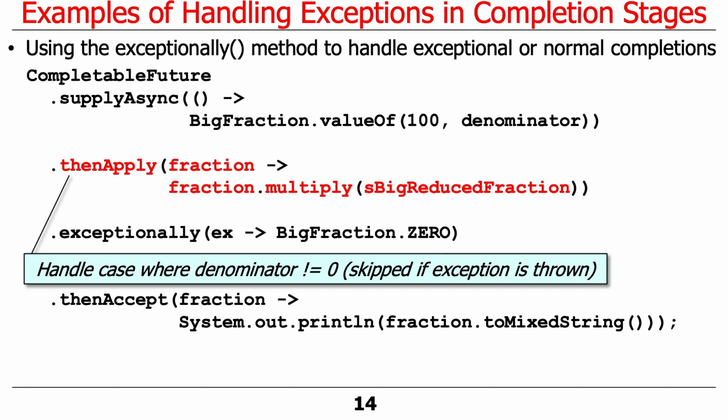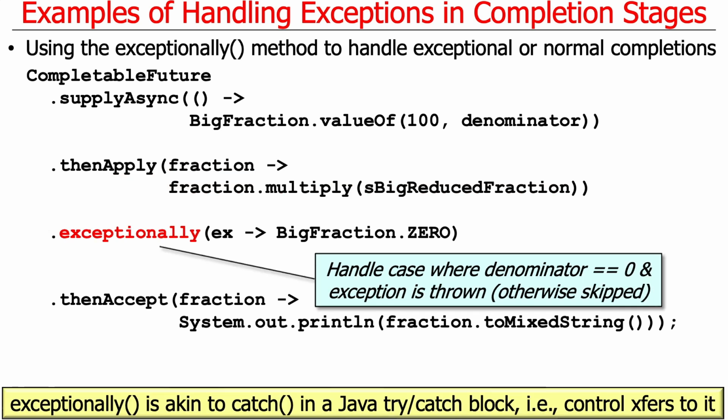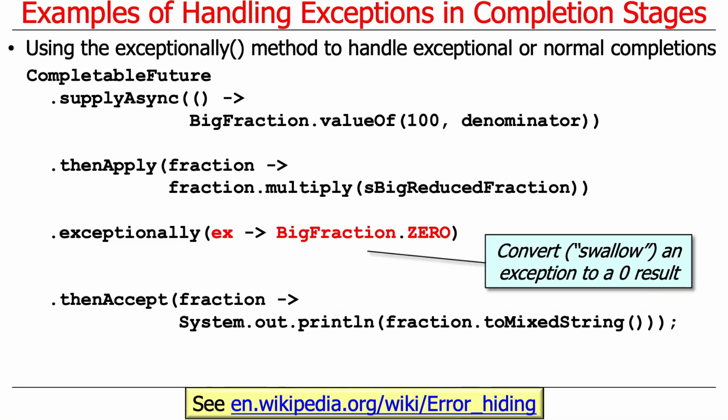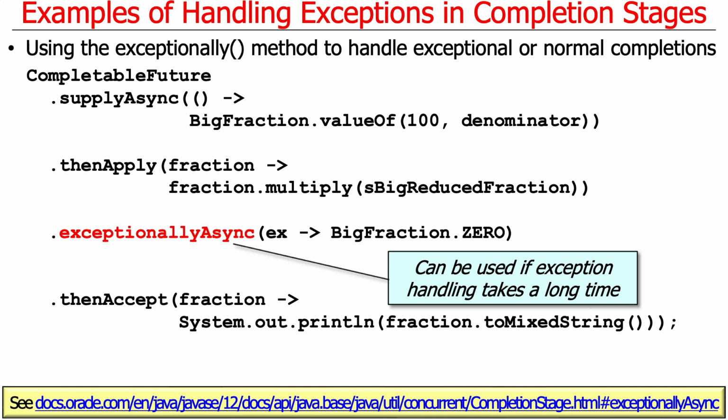However, if an exception is thrown, this call will be skipped, and instead the control will transfer here to exceptionally. That handles the case where the denominator was 0, and therefore an exception was thrown. Otherwise, this call is skipped. So either that call will run or this call will run, but not both. You can think of exceptionally as similar to catch in a Java try-catch block. In other words, control will transfer to it when an exception occurs. And once again, in this case, we're going to swallow the exception, hide it, and return 0, which will then be printed out.